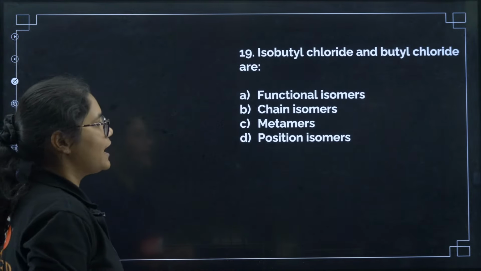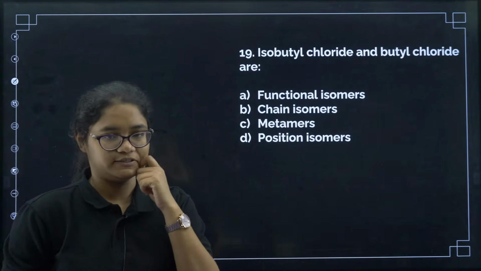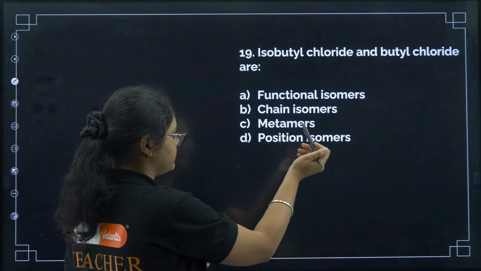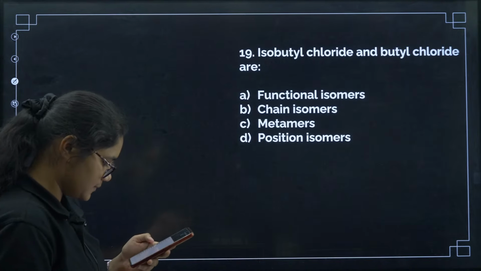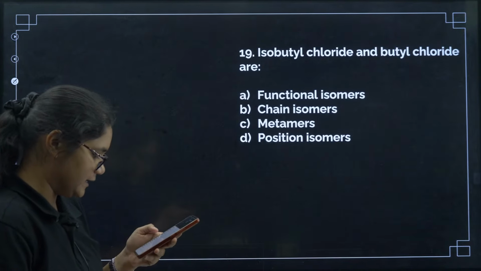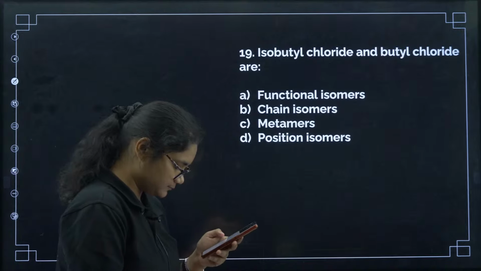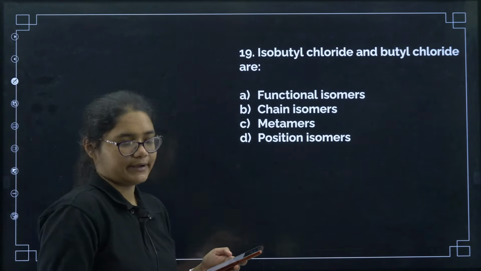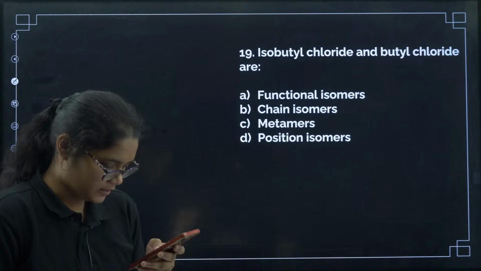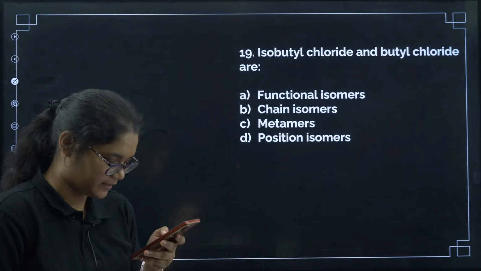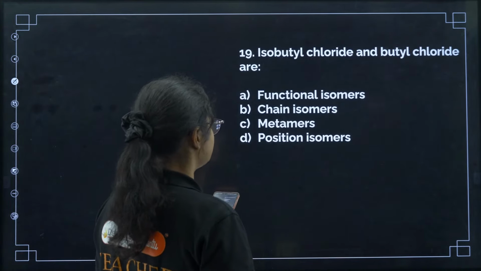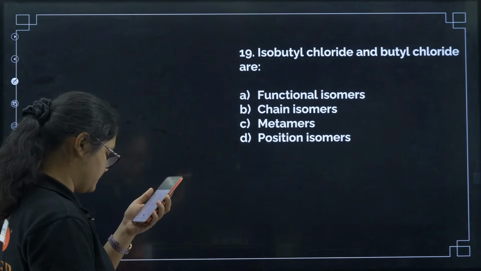Yes. Next question. Isobutyl chloride and butyl chloride are dash isomers. Which type of isomers? Functional isomers, chain isomers, metamers, or position isomers? Yes, 18B is the correct answer. Next question. Isobutyl chloride and butyl chloride. Yes, Sony, whatever series we have, that is definitely enough. Please follow them regularly, you will get it correct.